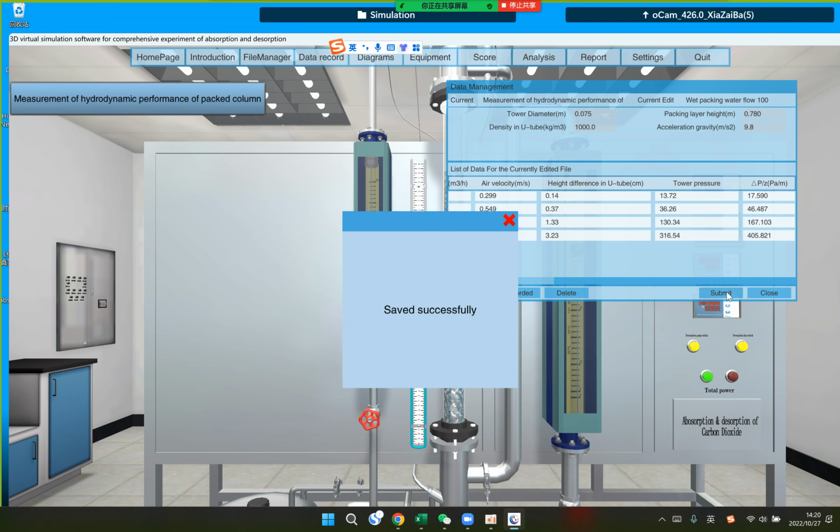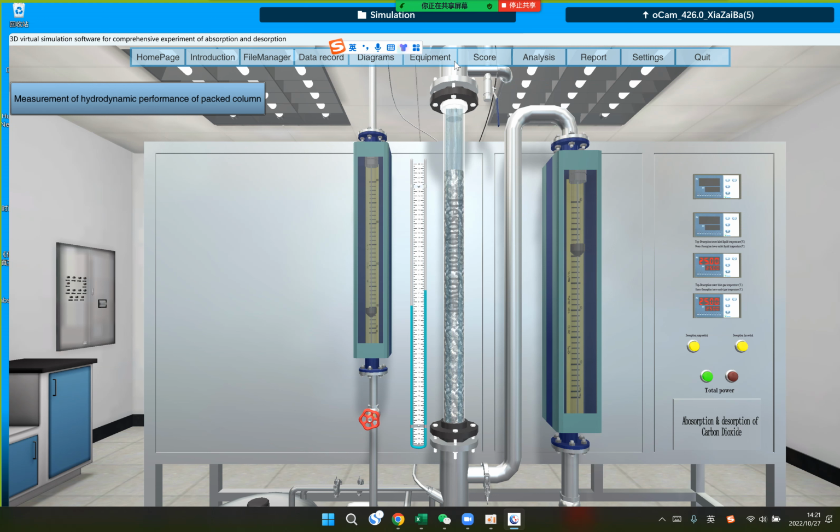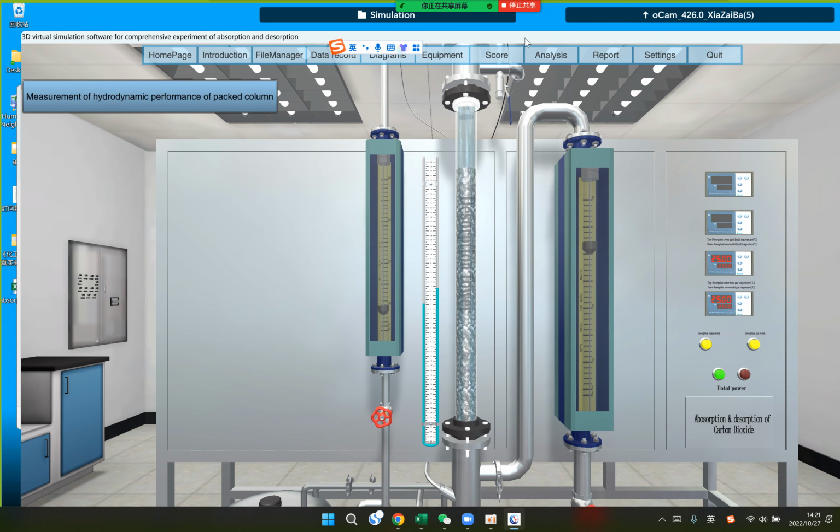So for you, you will have to do at least 10 sets of data, and I think you may do more than 10 sets because you have to find the loading point and the flooding point by analyzing the data, the relationship between the pressure drop and the air velocity. After that, I think it's finished for the fifth experiment, the operation part.